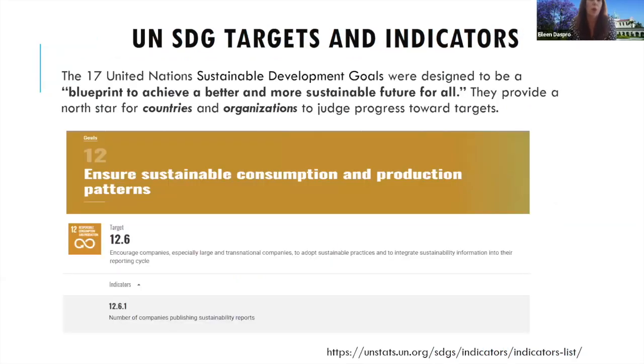So this is goal 12, which is ensure sustainable consumption and production patterns. And you can see one of the targets associated with SDG number 12 is to encourage companies, especially large and transnational companies, to adopt sustainable practices and to integrate sustainability information into their reporting cycle. So there's a number of more specific targets aligned with every one of the 17 SDGs. That makes them really actionable for organizations.